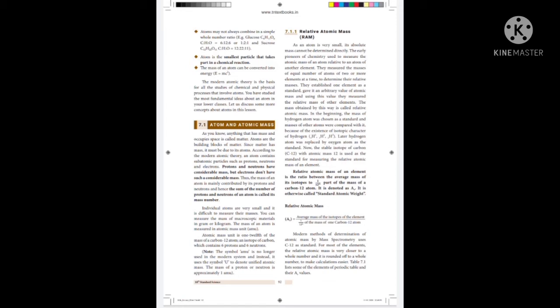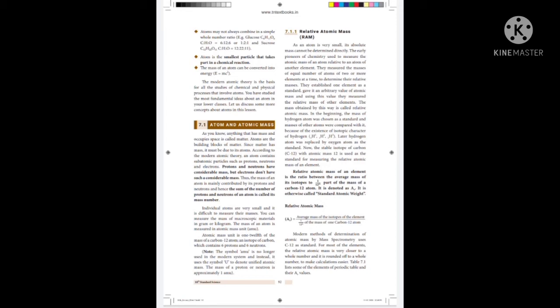Atomic mass unit is 1/12 of the mass of a carbon-12 atom. Carbon-12 atom is an isotope of carbon which has 6 protons and 6 neutrons. This is the stable isotope. The atom is very small. Its mass cannot be determined directly. So, we use the carbon-12 isotope as the standard for measuring the relative atomic mass of an element.